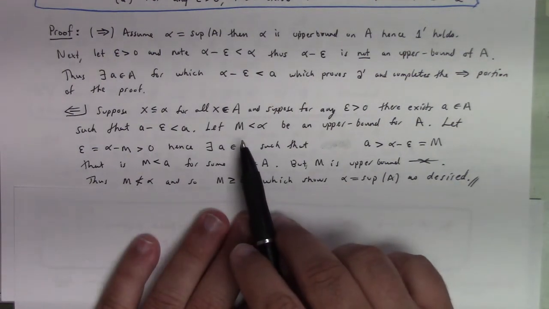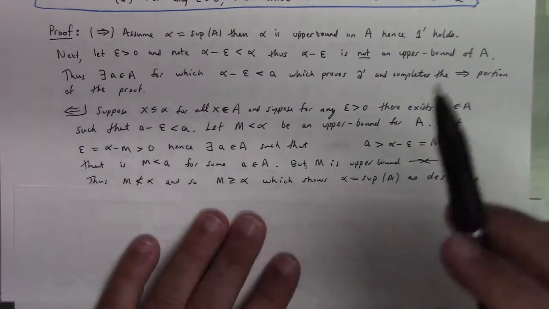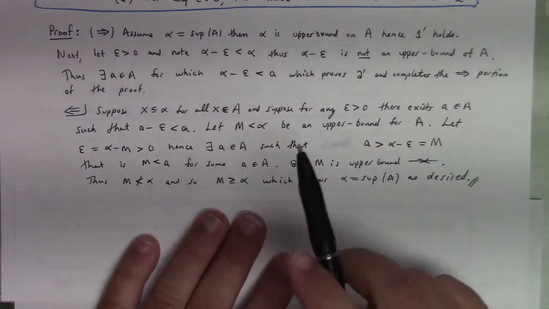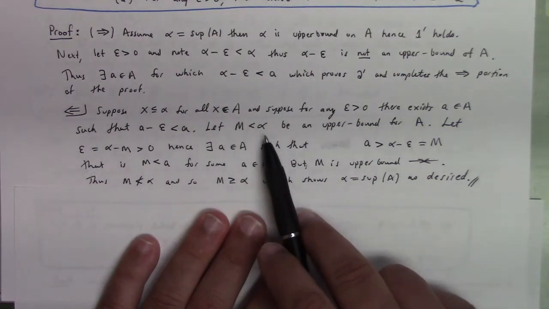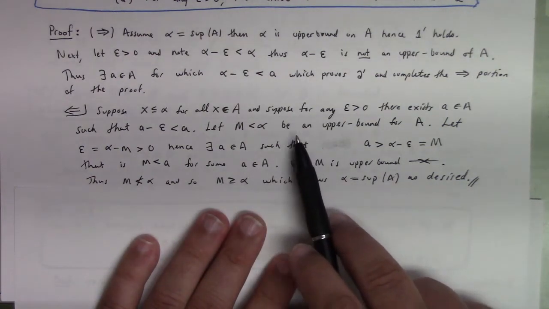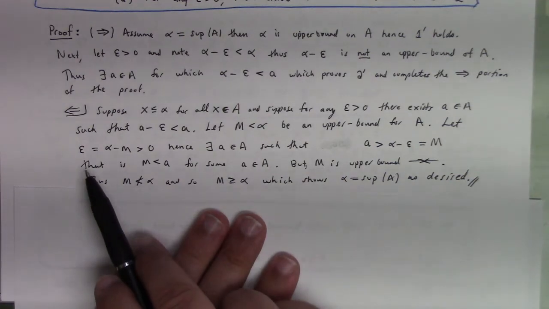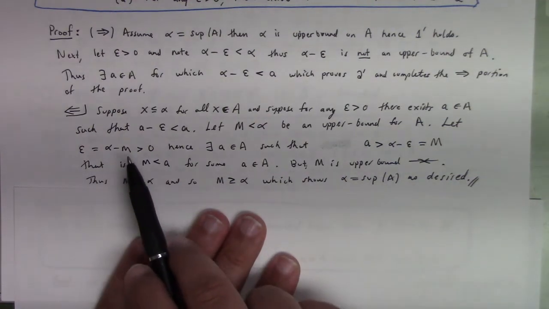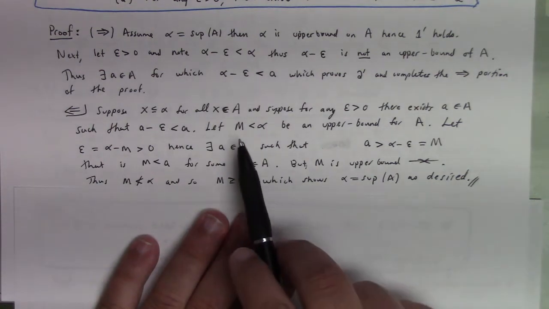So, first of all, we've already got that alpha is an upper bound, so that's done. We just need to show it's the least upper bound. So let m be another upper bound less than alpha, right? We're working towards a contradiction here as usual. Let m less than alpha be an upper bound for A. And let epsilon equal alpha minus m, right? That's going to be positive because we assume that m is less than alpha.